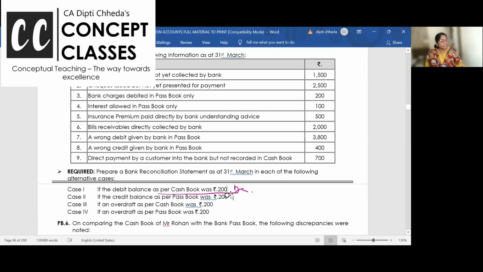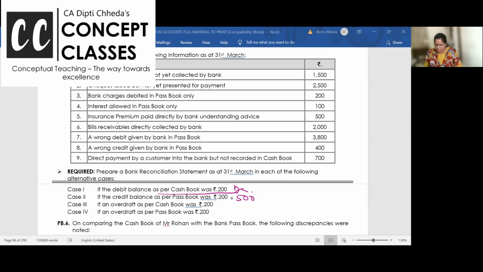Now suppose it is a credit balance as per the passbook. As per the passbook it is a credit balance. So what will be the answer? It is coming as 500. Write down the answers. I generally don't give answers for homework, I check it the next day, but today I am giving. Write this down and check by doing it yourself.